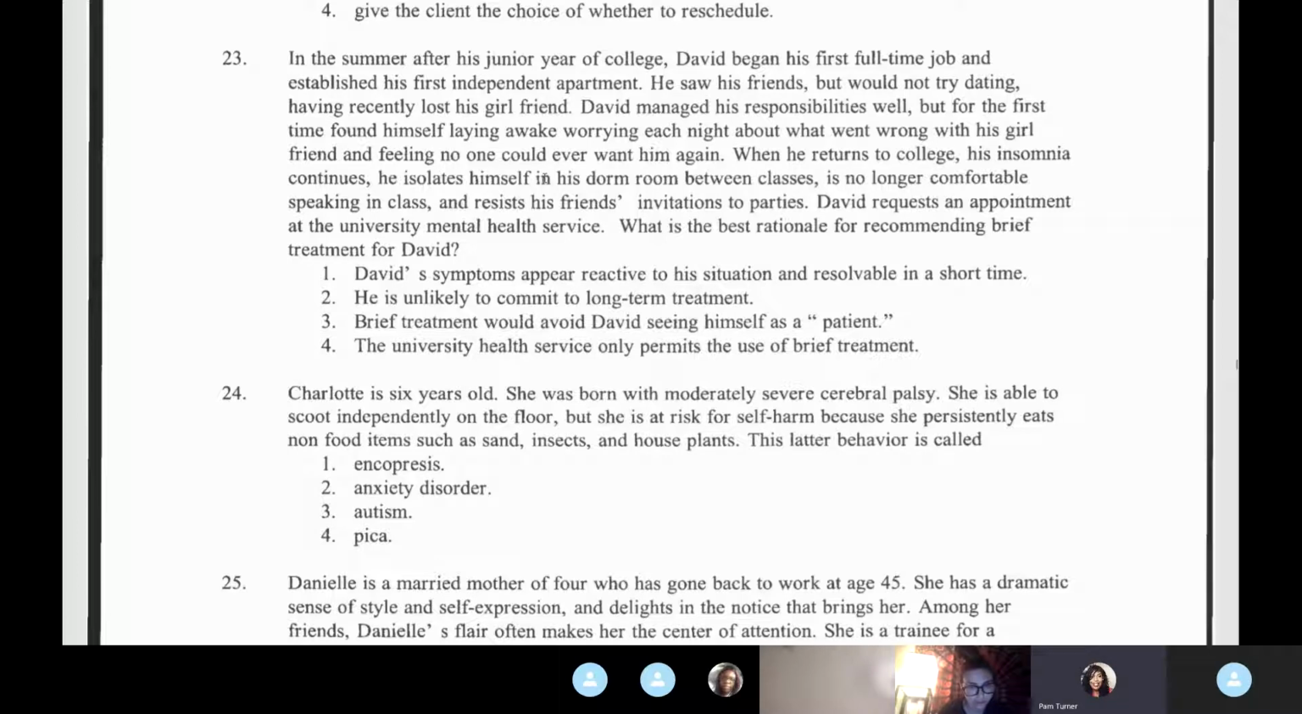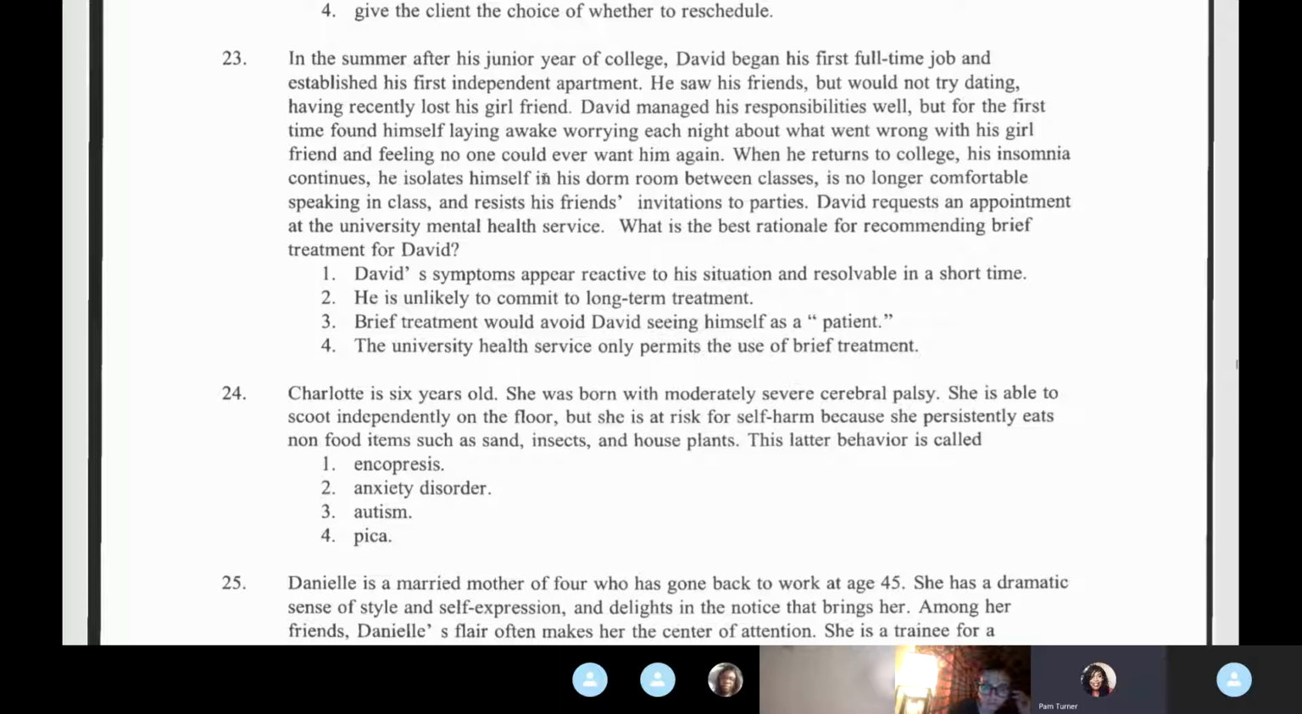In the summer after his junior year of college, David began his first full-time job and established his first independent apartment. He saw friends, but would not try dating after recently losing his girlfriend. He managed his responsibilities well, but for the first time found himself lying awake, worrying each night about what went wrong with the girl. He's feeling no one else will want me again. When he returns to college, his insomnia continues. He isolates himself in his dorm room between classes, is no longer comfortable speaking in class, and resists his friends' invitations to parties. David requests an appointment with the University Health Center.